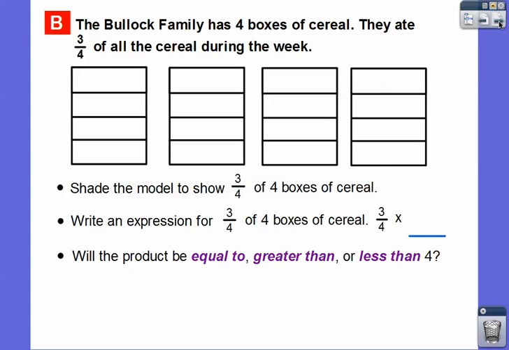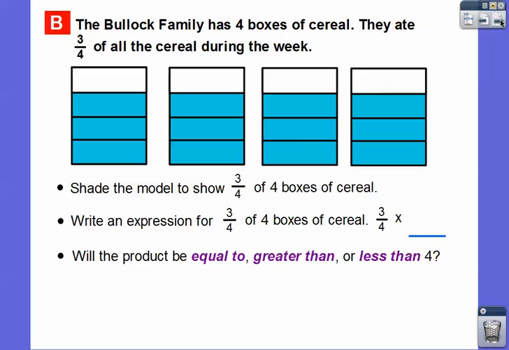All right, here the Bullock family has 4 boxes of cereal. So here are our 4 boxes of cereal, and they're all divided up into fourths because we're doing 3/4. They ate 3/4 of all the cereal during the week. So we're going to shade the model to show 3/4 of all 4 boxes of cereal. We're going to shade 3 of these, 3 of these, and 3 of all of the 4 boxes. Okay, so write an expression for 3/4 of 4 boxes of cereal. That's the same as 3/4 times 4.